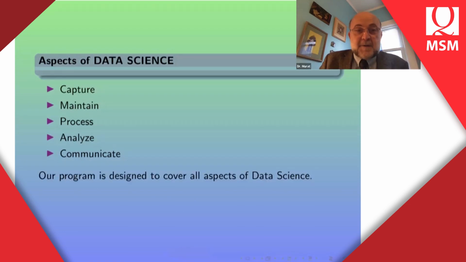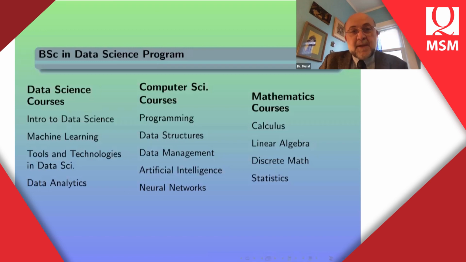So when we designed our program, we wanted to cover all of these aspects. In order to do that, we built our program on three pillars. To do data science, you need computer science, you need mathematics, and then you combine the tools from these fields. In the first and second year, students will take an Introduction to Data Science course, a programming course, calculus, linear algebra, discrete mathematics, statistics, and data structures and data management. These are the courses that prepare the students towards having the tools to deal with data, and they cover the basic aspects that we were talking about.